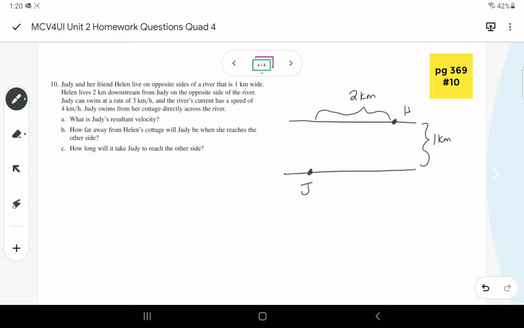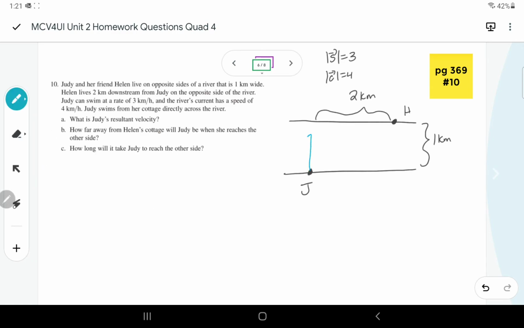And Judy can swim at a rate of 3 kilometers per hour. So the magnitude of Judy's swimming is 3. And this is a super fast river. The current is faster than she's swimming. It is 4 kilometers per hour. So Judy swims from her cottage directly across the river. What is her resultant velocity?